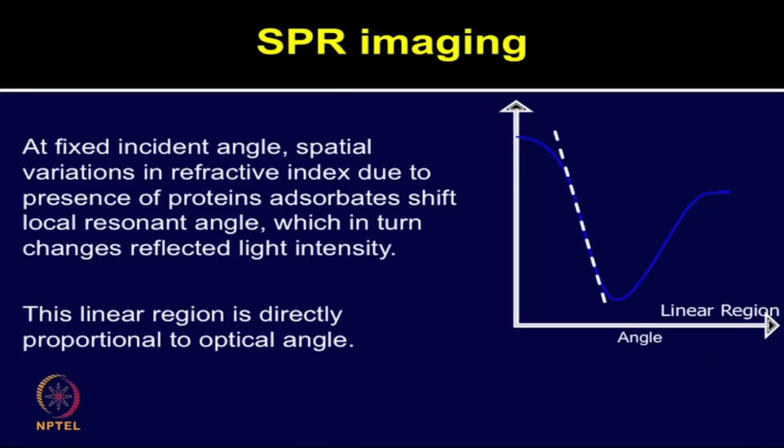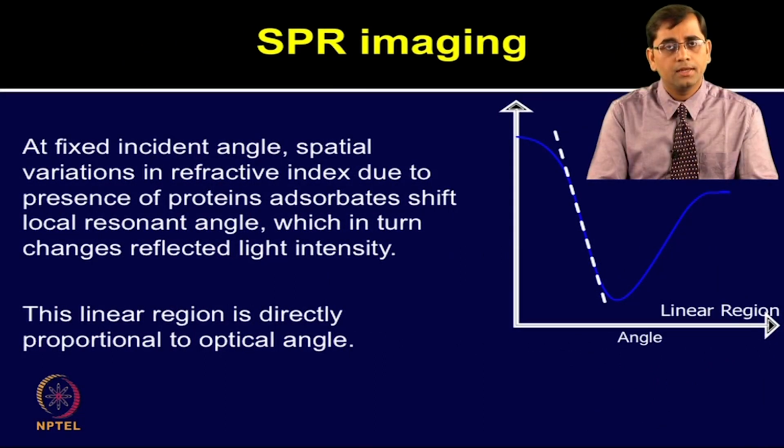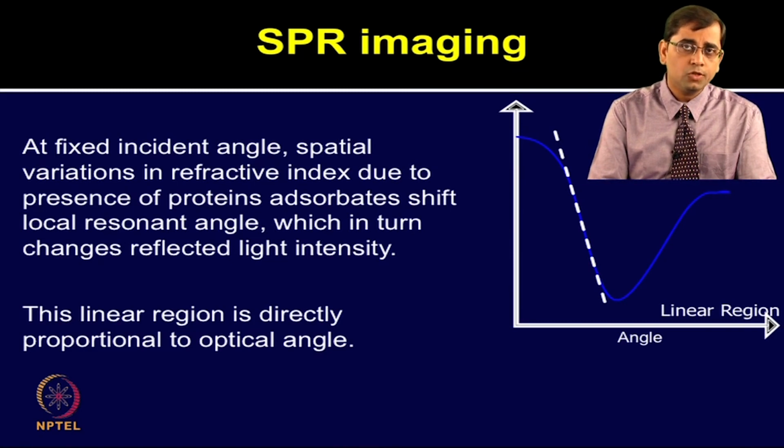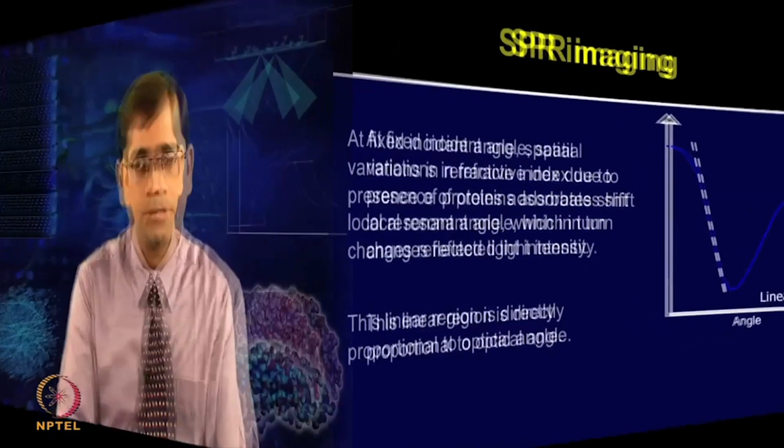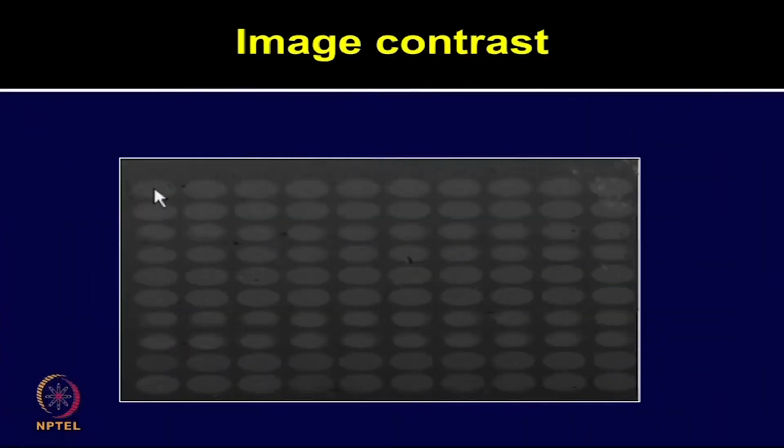Therefore, at a fixed incident angle, the spatial variations in refractive index due to the presence of protein or other molecule adsorbates shifts the local resonant angle, which in turn changes the reflected light intensity. This linear region, as shown in the graph, is directly proportional to the optical angle. This linear region of the SPRi curve quantitatively correlates the changes in reflective light intensity with the amount of material present on the surface. Therefore, in SPR imaging, as the term says, an image is generated.